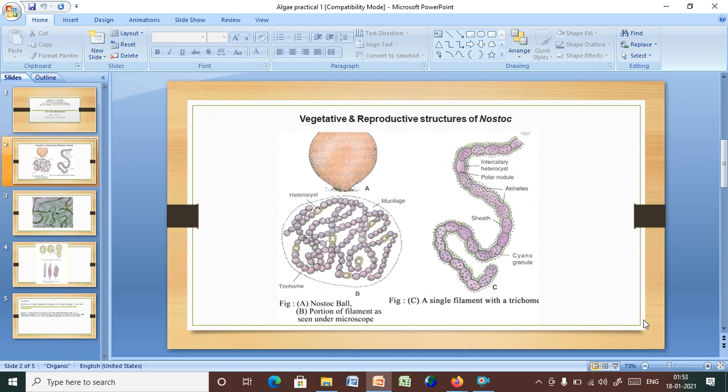Now, if we want to study their vegetative structures or vegetative body, they form a filamentous structure. The filaments are aggregated together within mucilage envelope, forming ball-like gelatinous colonies, usually known as Nostoc balls, and they vary greatly in size and shape. The filaments are unbranched. They are usually contorted and twisted in various ways.